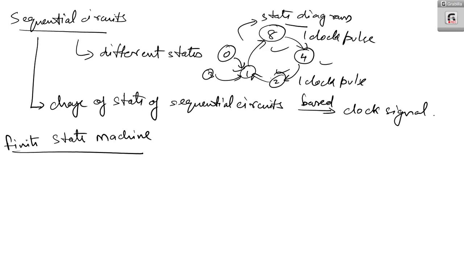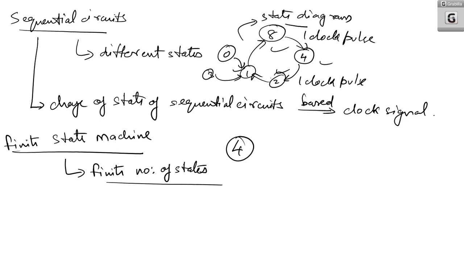Now, what are finite state machines? A finite state machine is a sequential circuit which has a finite number of states. That means if you are designing a finite state machine only for 4 states, you are allowed to only play with these 4 states. That is, the number of states is finite or limited. Such kinds of state machines are known as finite state machines.